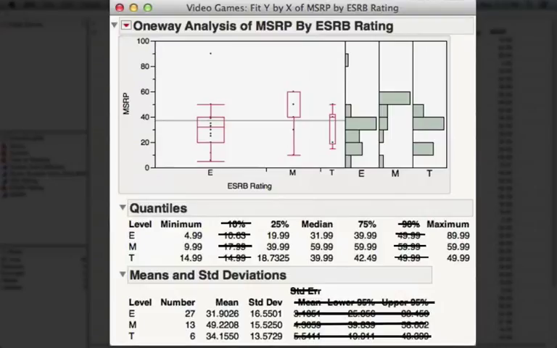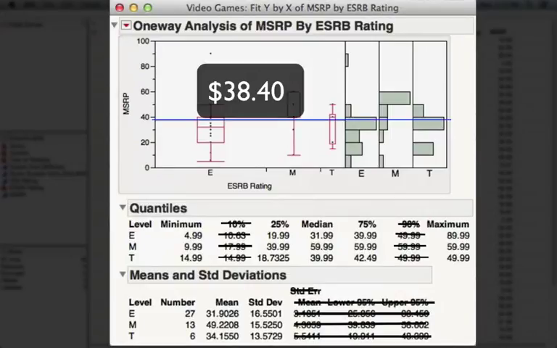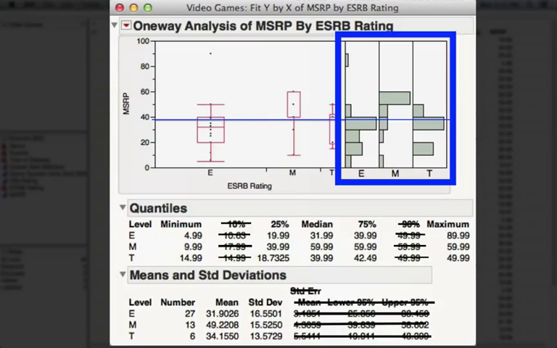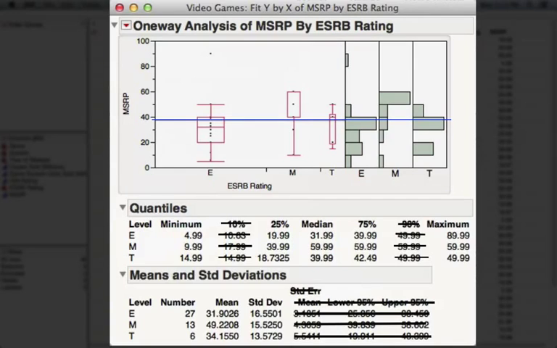First, we have our grand mean line, which is at about $38.40. This line is the average MSRP of all our observations. If we look at our histogram, we see that the distributions of all three ratings versus game price are unimodal and unsymmetrical. But the first thing that you may have noticed is the outlier in the distribution of E.